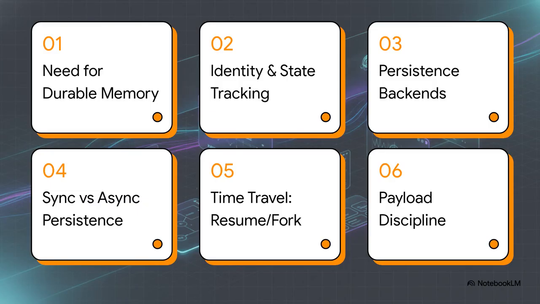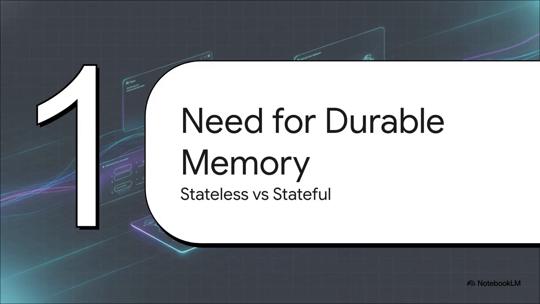Here is what we're looking at. First, the need for durable memory, followed by identity and state tracking. Then we'll cover choosing your persistence backend, the sync versus async architecture choice, time travel with resume and fork, and finally, payload discipline and serialization.